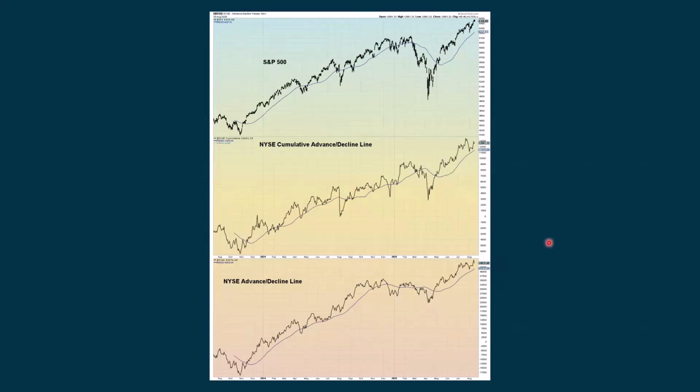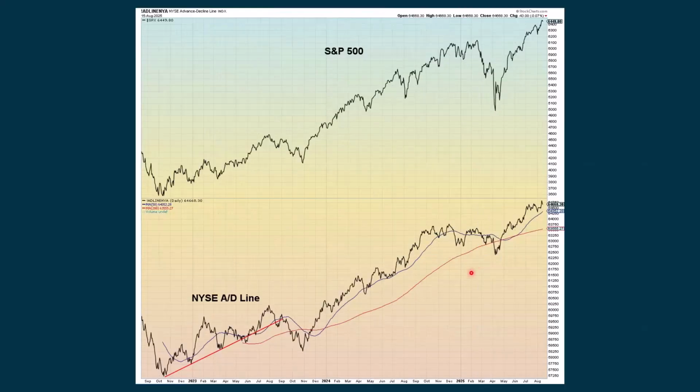There's another advanced decline line, but it measures the NYSE. Not making a new high yet, but still looking pretty solid with the cumulative advanced decline line. Then this is a regular advanced decline line, which is calculated in a different way. It did make a new all-time high, but then pulled back in Friday's session. This is another NYSE advanced decline line, which is calculated in a little bit different way, coming off of a recent all-time high. So this is positive overall.